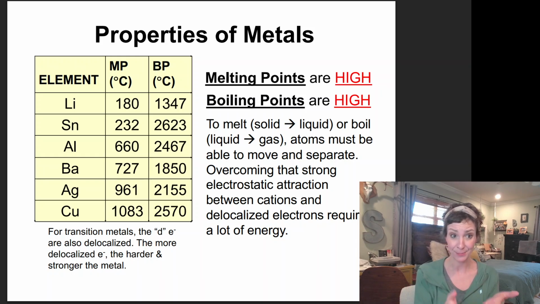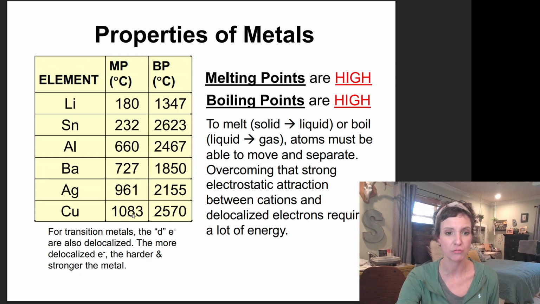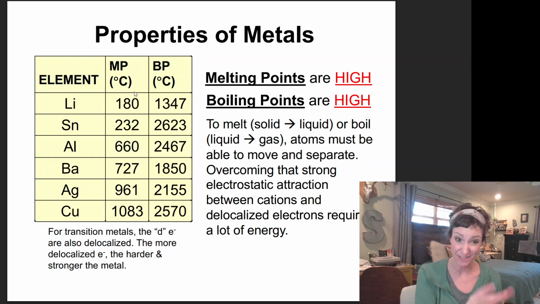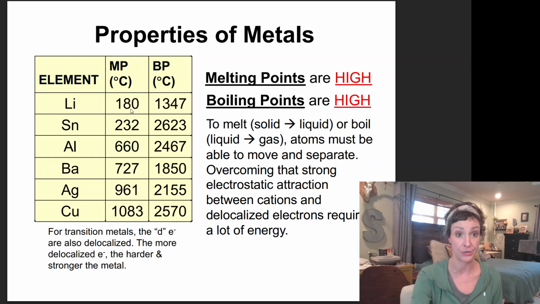Okay, so here are some examples of metals for metallic bonding, and these melting points are crazy high. Guys, this is not in Fahrenheit. To give you an example, normal room temperature in Celsius would be like 25 degrees. So when I'm seeing these 180 degrees, I am not thinking 180 degrees Fahrenheit. I'm thinking something much higher than that.